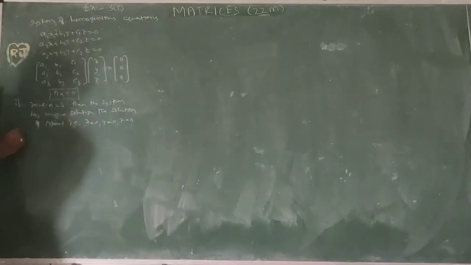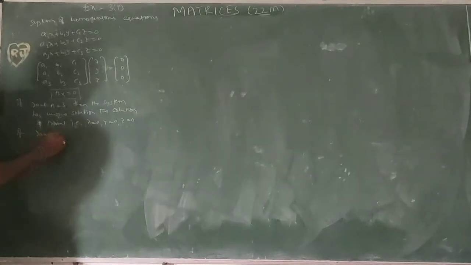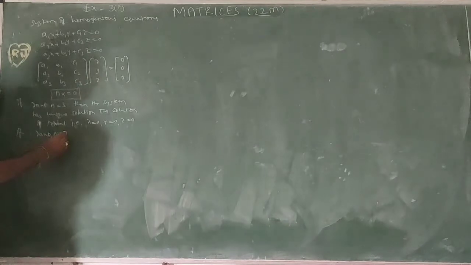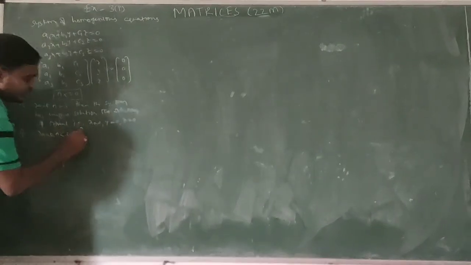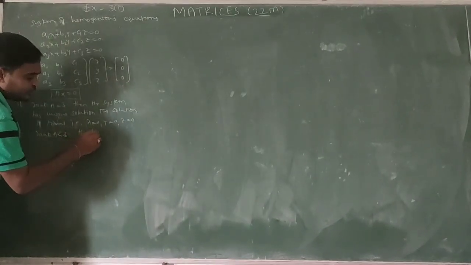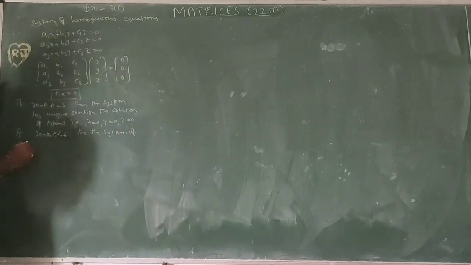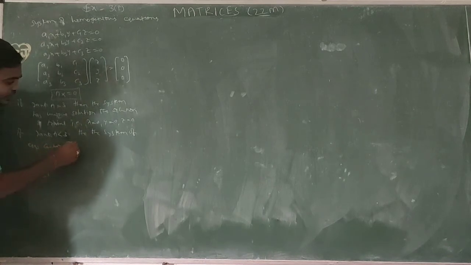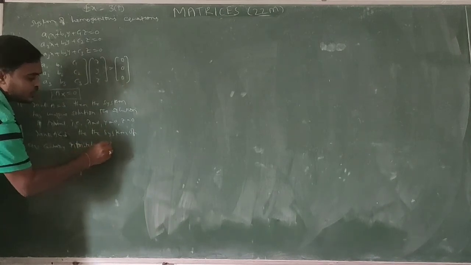If rank A equal to 1 or 2, that is, rank A less than the number of variables, then the system of equations contains infinitely many solutions.